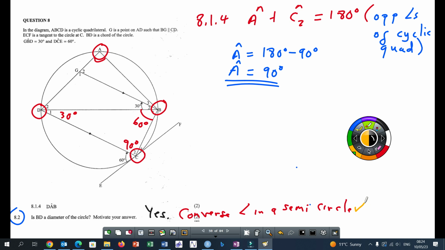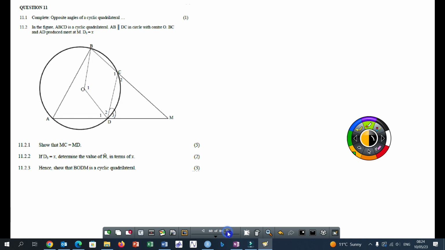All right? Any question? All right. Don't have a question, then let's move on to this one. Now, with this question, first you're supposed to answer 11.1, which is just a completion of a statement. Opposite angles of a cyclic quad are what? They are supplementary.